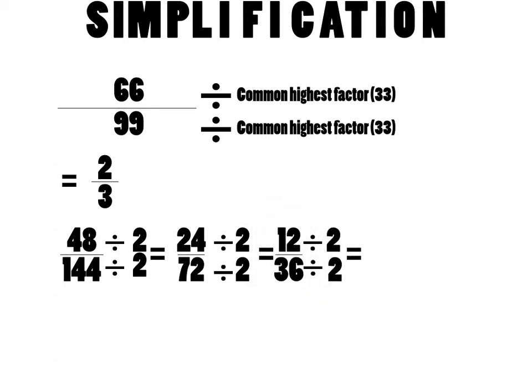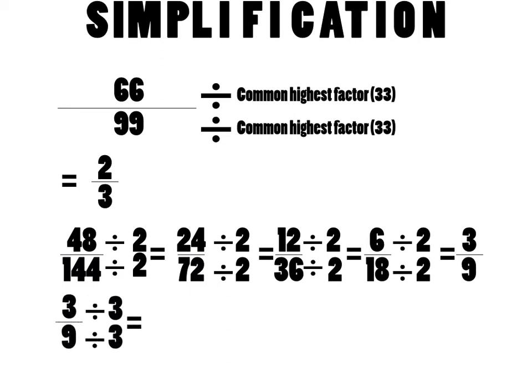We then divide both of these numbers by 2 once again, which will give you 6 over 18. And once again, you guessed it, you divide both of these numbers by 2, which will give you 3 over 9. Obviously, this time we don't divide by 2, because that's not the common lowest factor. This time we divide by 3, which will give you 1 over 3. That is the simplest, the lowest common form of that fraction.